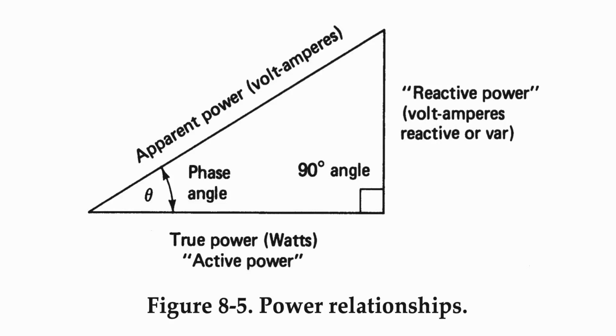This figure shows us the different power relationships. Apparent power is the hypotenuse, true power is the side adjacent to the phase angle, and reactive power is the side opposite the phase angle.